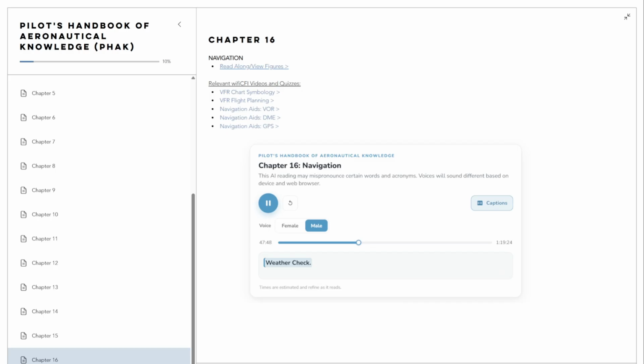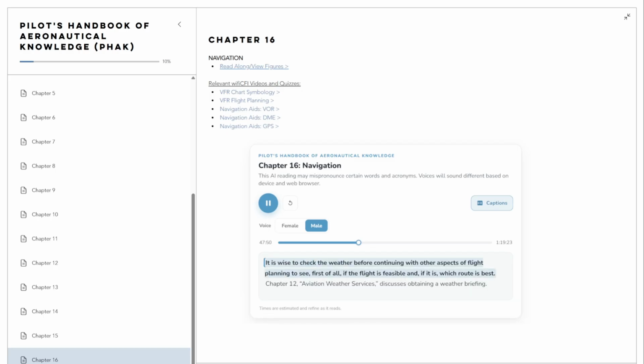Weather check. It is wise to check the weather before continuing with other aspects of flight planning to see, first of all, if the flight is feasible and, if it is, which route is best. Chapter 12, Aviation Weather Services, discusses obtaining a weather briefing.